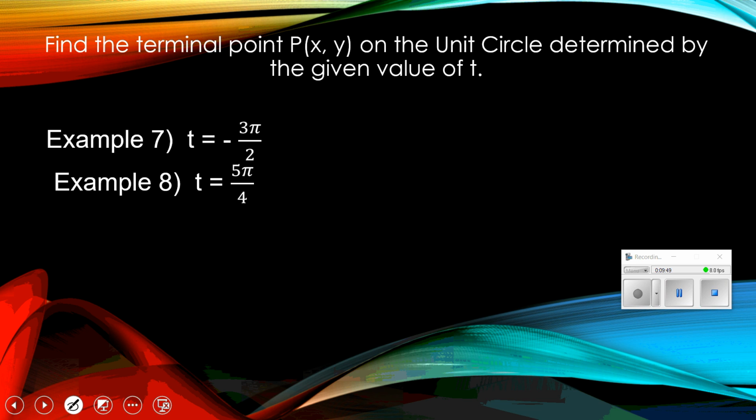So what is it? Negative square root of 2 over 2 and negative square root of 2 over 2. You just go to the 5 pi over 4, and that's the point you're at. Okay, how about negative pi over 6?